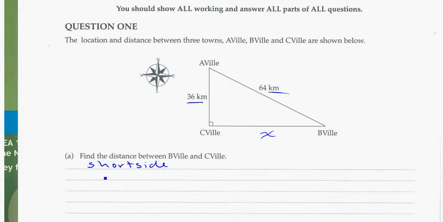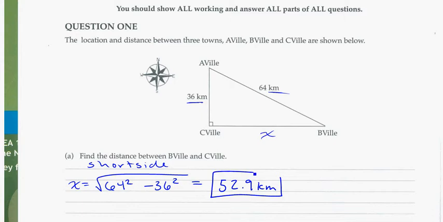So we are going to go 64 squared minus 36 squared, square rooted. That will give us the length of x that we're looking for, and this is 52.9 kilometers when you plug it into your calculator. So again, the long side is always the one opposite the right angle, and so these are the two short sides. You use a minus sign when you're doing a short side.